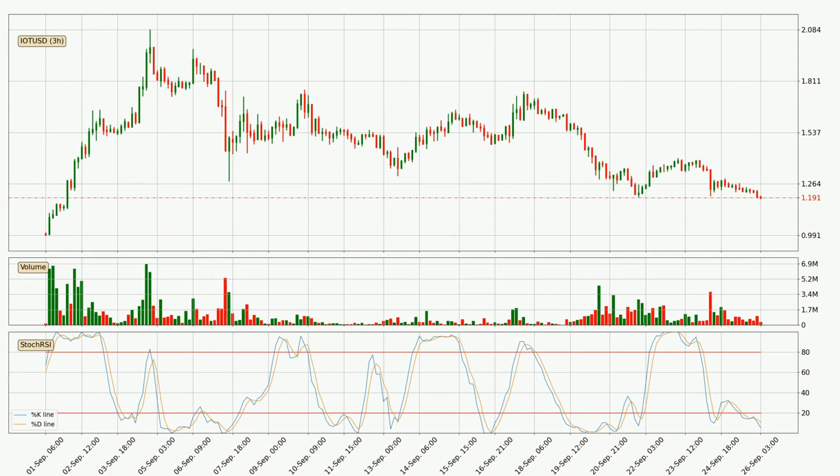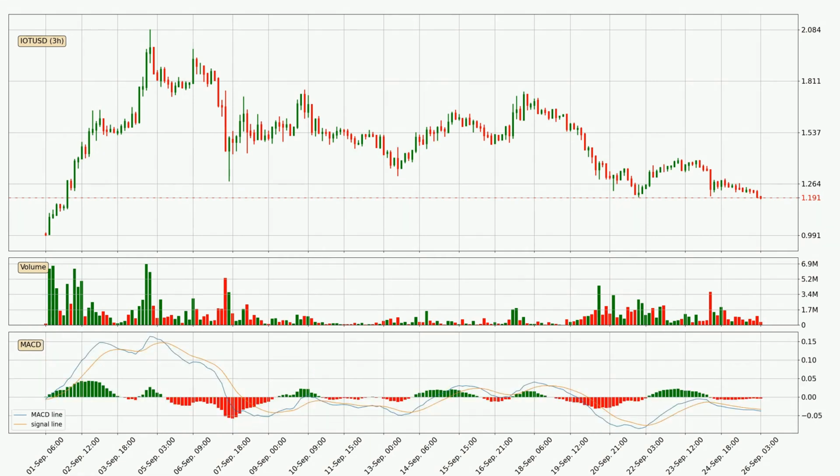Looking at the 3-hourly stochastic RSI, we can see that the crypto is being oversold because the %K and %D lines are in the lower region. A change in the trend can be expected, or for the crypto to remain at least stable for some time. However, the K line still hasn't crossed the D line, so it should be waited to see if the trend will actually change to the upside.